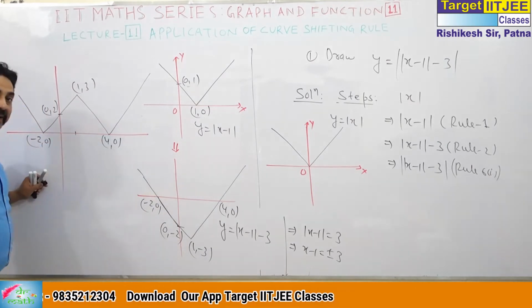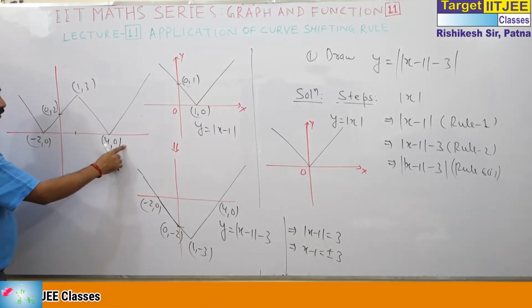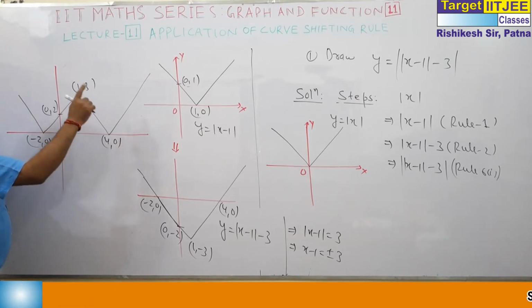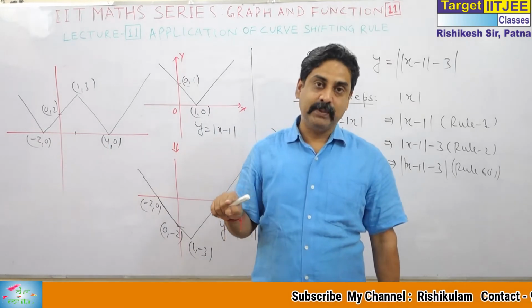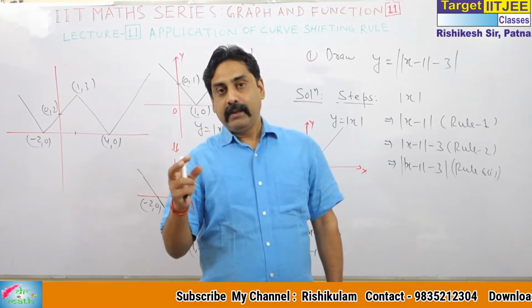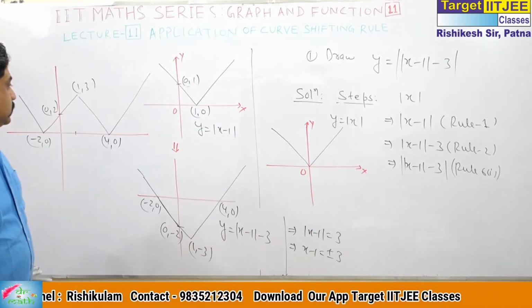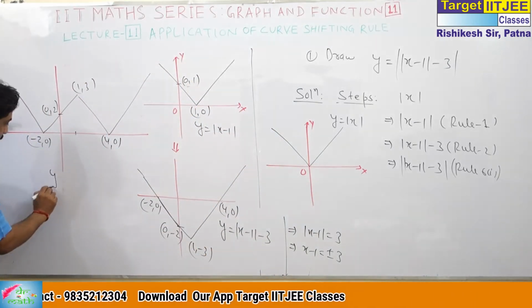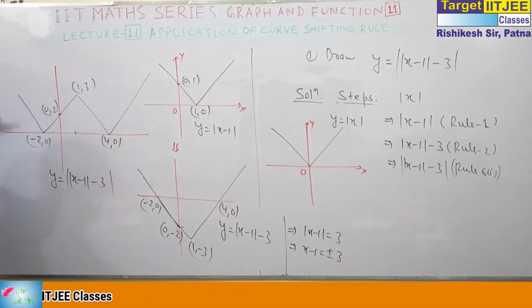You can say this is always continuous and non-differentiable at minus 2, 0, at 1, 3, and at 4, 0. The point where the curve makes a corner is non-differentiable. That you will know in differentiability, but let me state it verbally here. These are non-differentiable. This is the final graph of modulus of modulus x minus 1, minus 3.